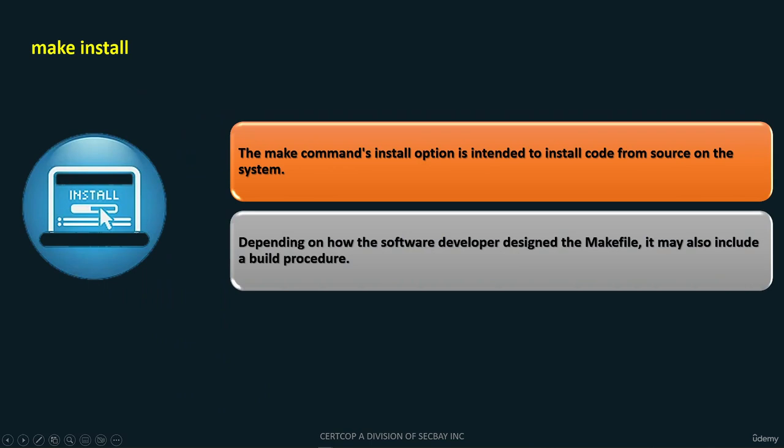Then we have the make install. The install option is intended to install code from source on a system, depending on how the software developer designed the make file. It may also include a build procedure. Now the software is built and ready to run, the files can be copied to their final destinations.